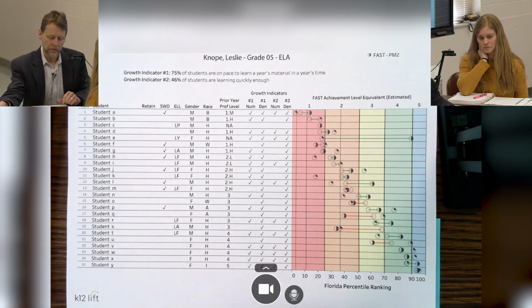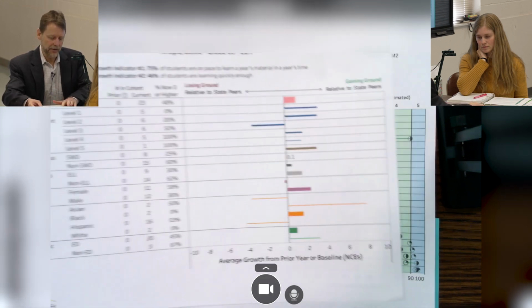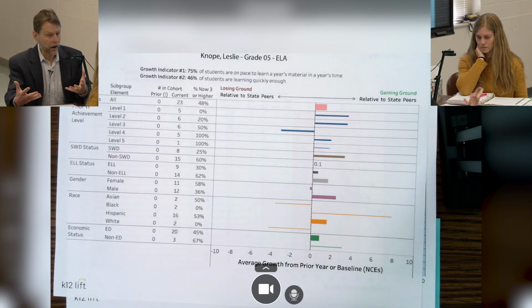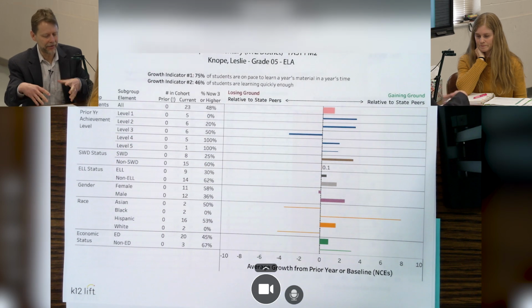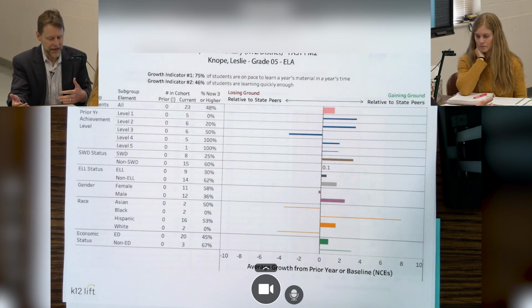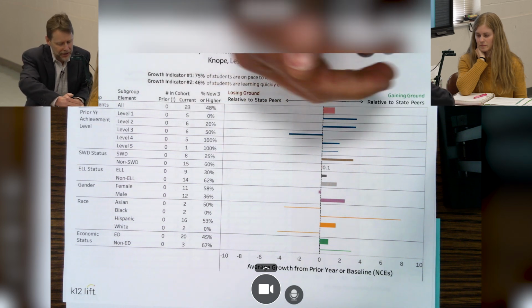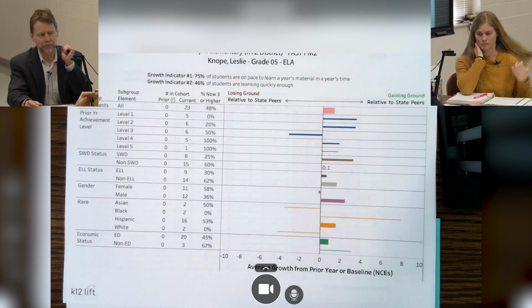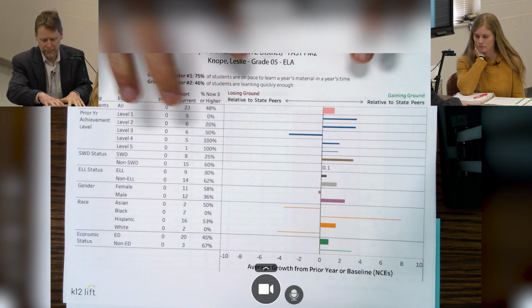So if you think about it, the average of the red and green lines is going to push this bar to the right, meaning that kids are growing more on average than a year's material in a year's time. And if that bar is pushing to the left, they're growing less than a year's material in a year's time. It doesn't mean all your kids. It means on average, that's the result. So if we see a bar pushing to the right, we would expect to see more green on the classroom profile. If we see a bar pushing to the left, we would expect to see more red. And how does that help in terms of what these things mean?